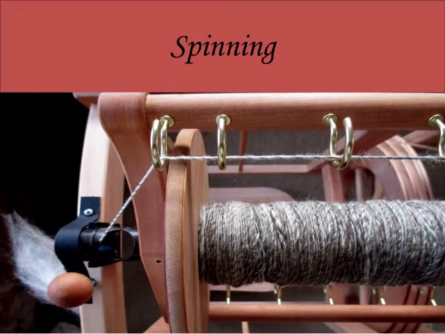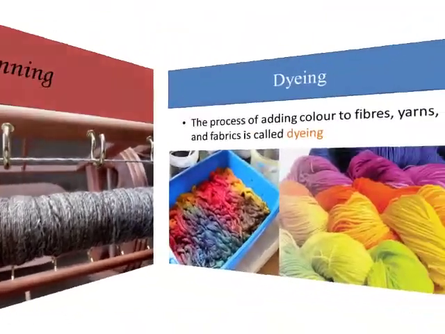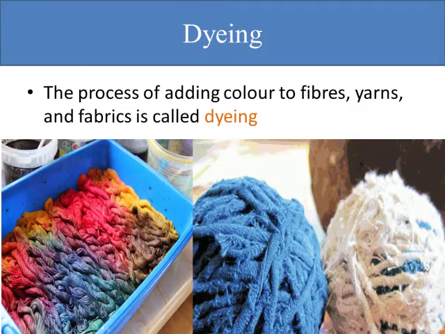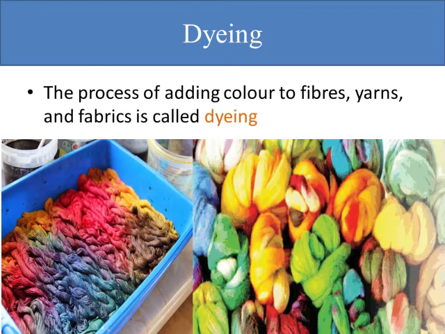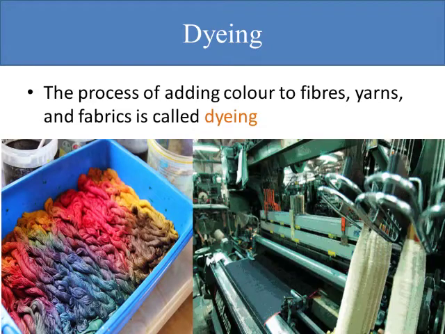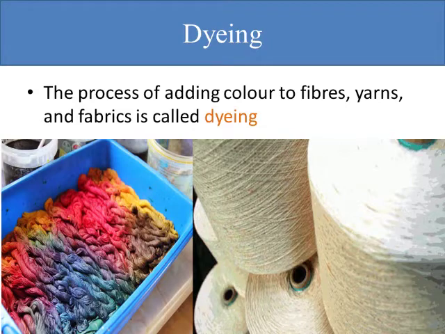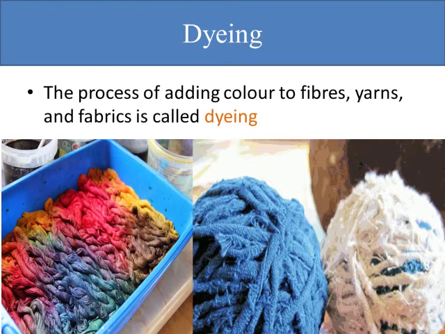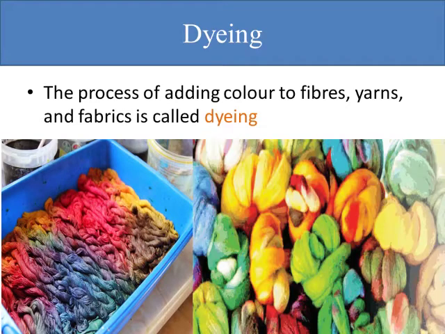Okay, the next step is spinning. The clean fibers are spun into a long thread called yarn, and this can be done by hand or by using machines. Next step is dyeing. The fibers are dyed in any desired colors. Since wool can be dyed easily, this process can be done at any stage. The process of adding color to fibers, yarns and fabrics is called dyeing.